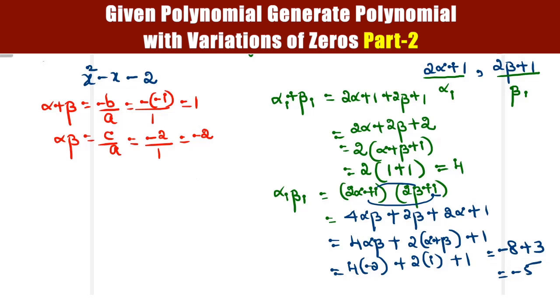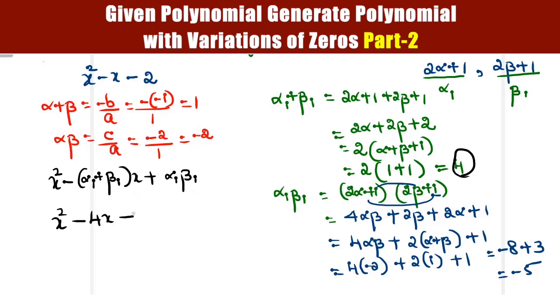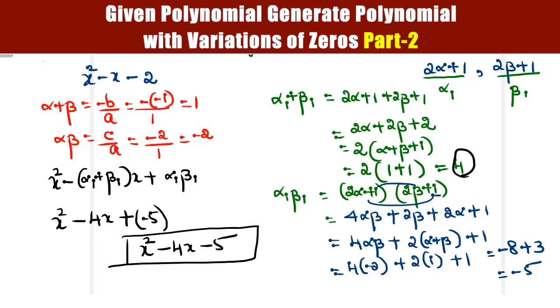And we know a quadratic equation is of the form x squared minus of alpha 1 plus beta 1 x plus alpha 1 beta 1. So now let's start substituting the values that we have calculated. So it is x squared minus of alpha 1 plus beta 1, which is 4. So it is minus 4x plus the alpha 1 beta 1. The product is actually minus 5. So on simplification, x squared minus 4x minus 5 is the polynomial that we need.